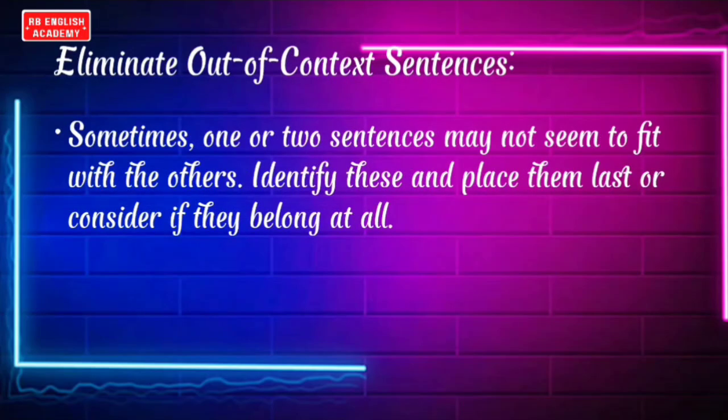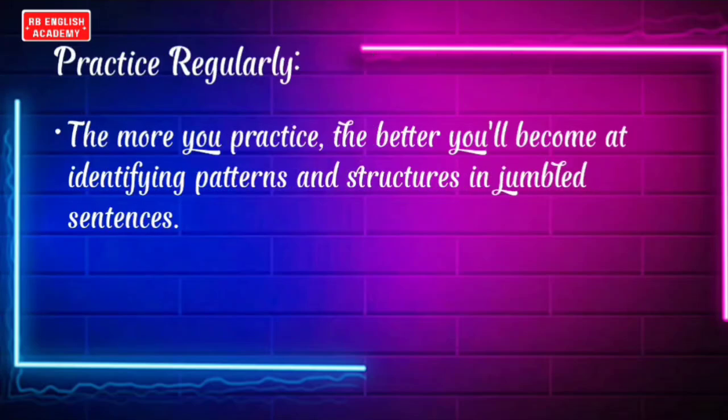Eliminate out of context sentences. Sometimes one or two sentences may not seem to fit with the others. Identify these and place them last or consider if they belong at all. So if it is needed we can use it, otherwise we can remove it. And the next tip, practice regularly. The more you practice, the better you will become at identifying patterns and structures in jumbled sentences. So if you want to solve jumbled sentences, you need regular practice.